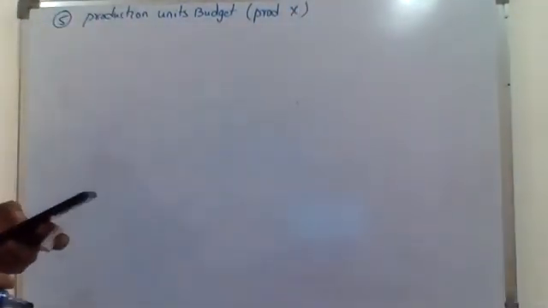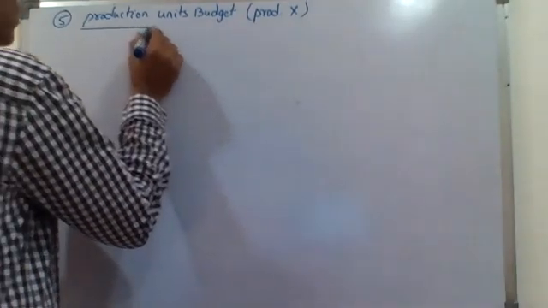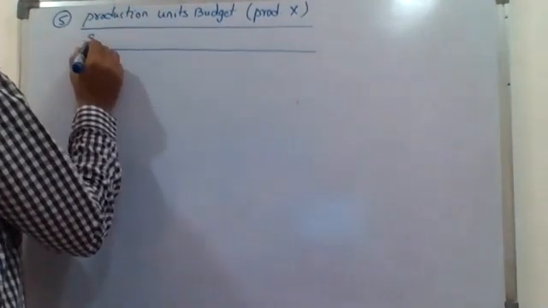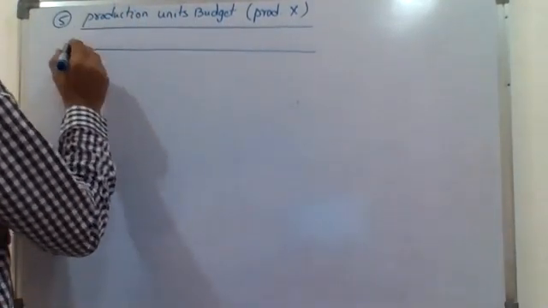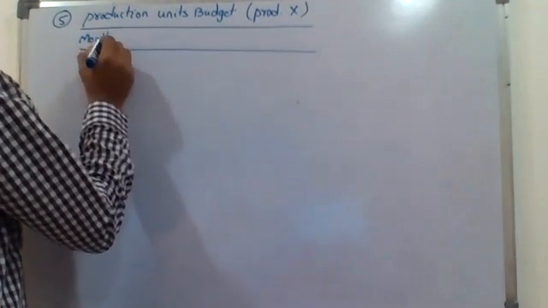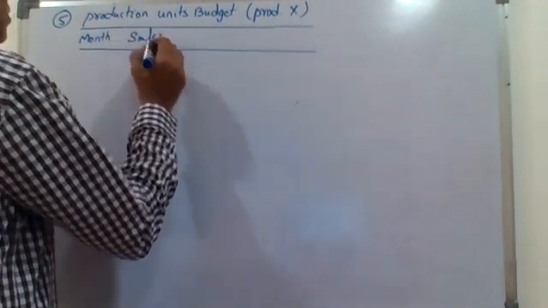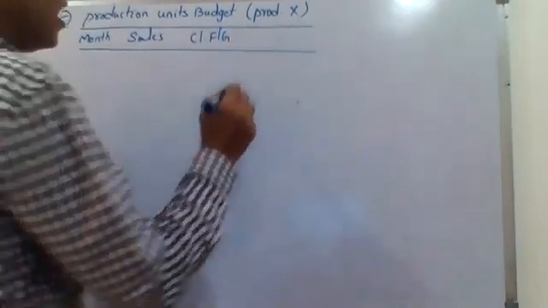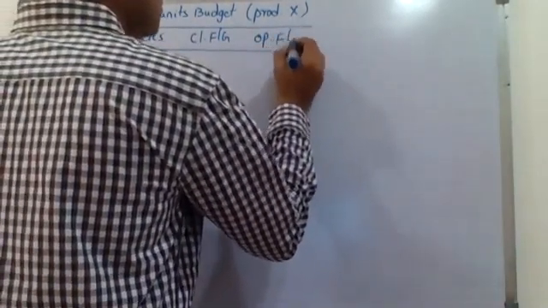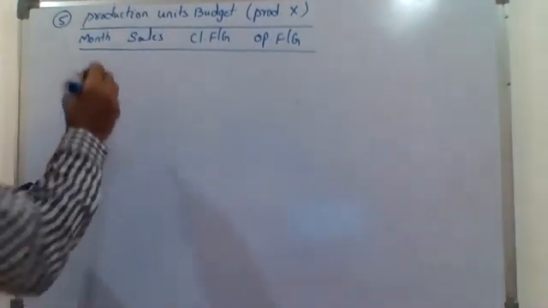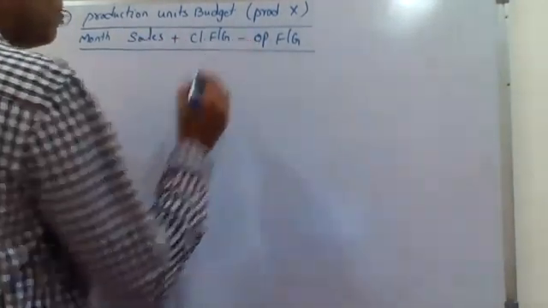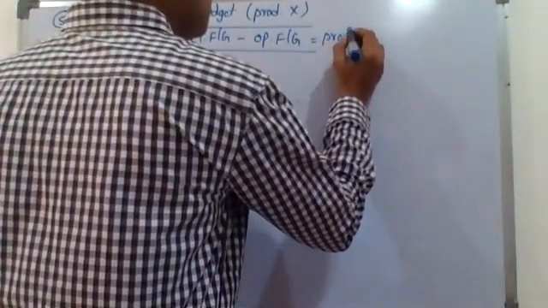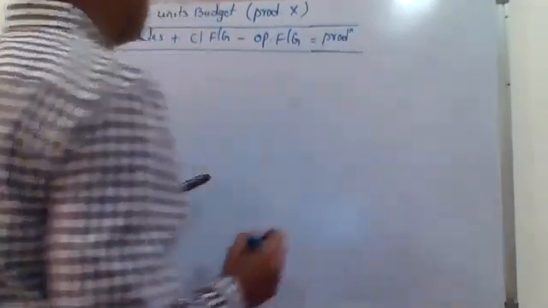Now, what are the things you require to prepare a production budget? We have already discussed this. We need sales information. We have the months also. So let me take month first. Sales of finished goods. Then I need closing stock of finished goods, and I need opening stock of finished goods. All right. So as you know, sales plus closing stock minus opening stock is going to give me production units. This is what you need.